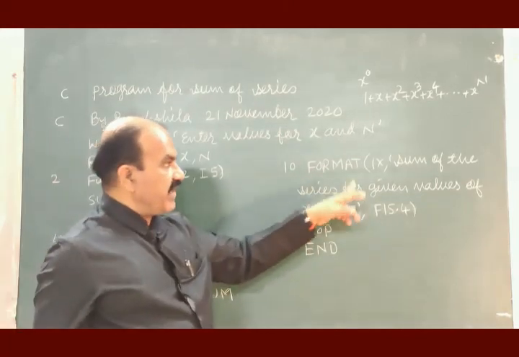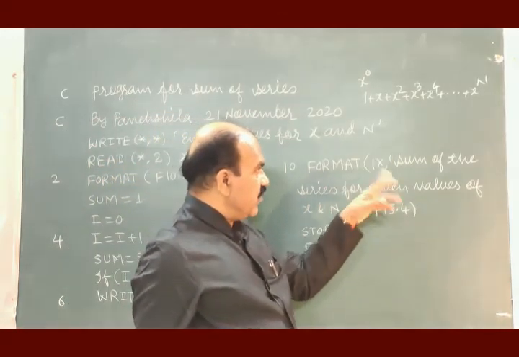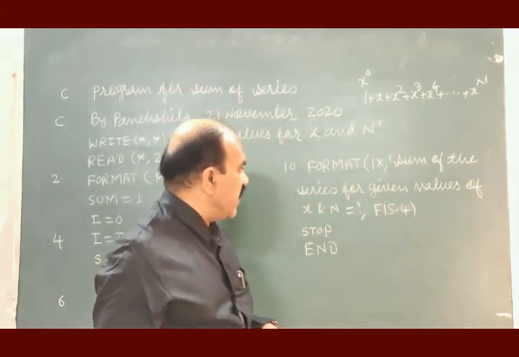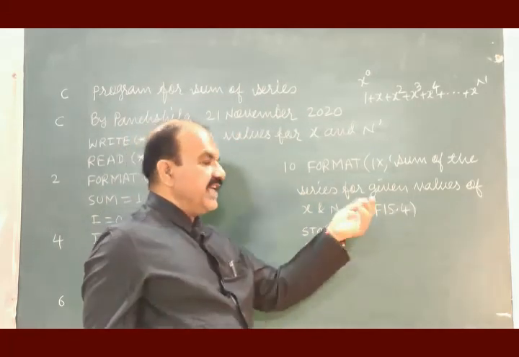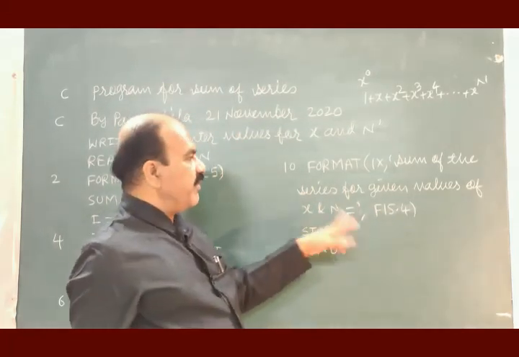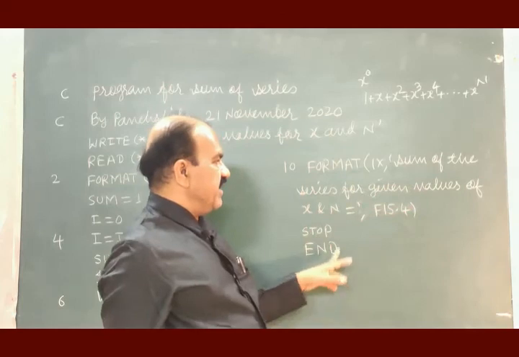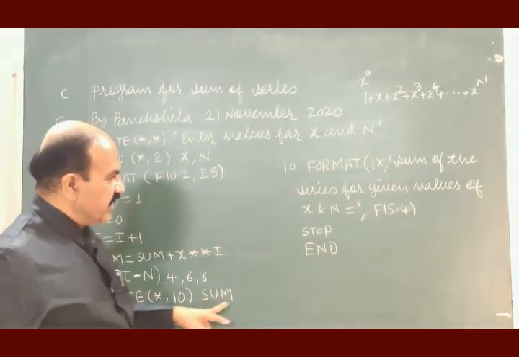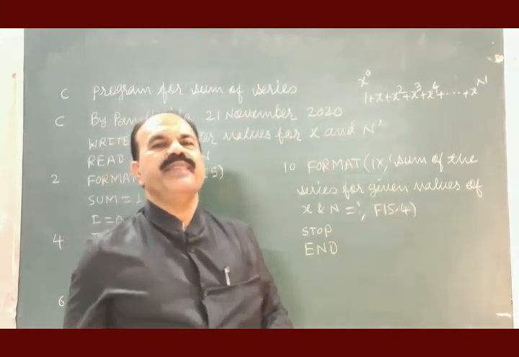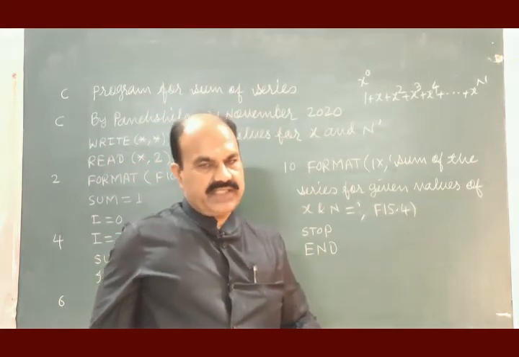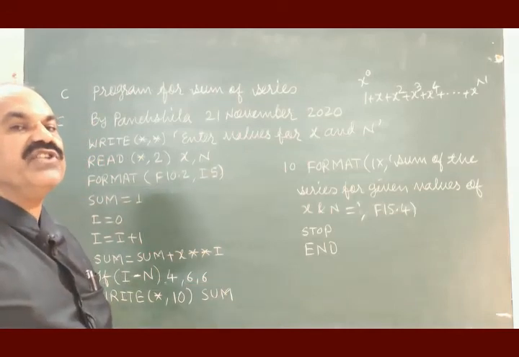10 is here, format 1x, 1 column, 1 space skipped. In the single quote, sum of the series for given values of x and n is equal to, and the format specified for this sum is F15.4. Output will be printed in this format. Sum of the series for the given values of x and n is equal to, whatever result you got here, that will be printed in this format. Stop and end. Okay, so this is how we can write a program using the arithmetic if statement.